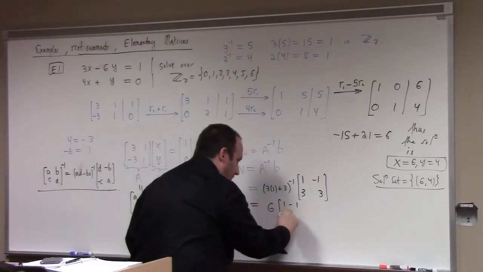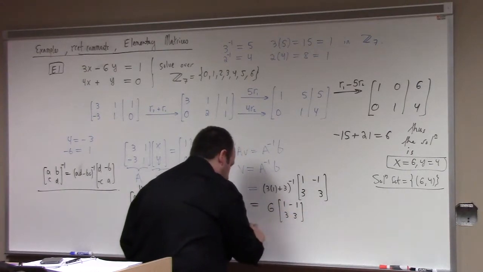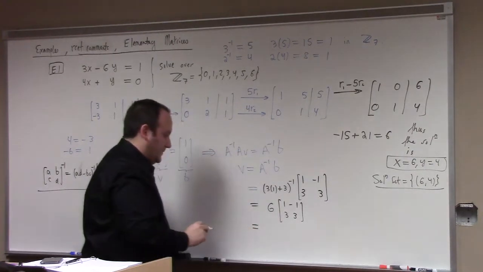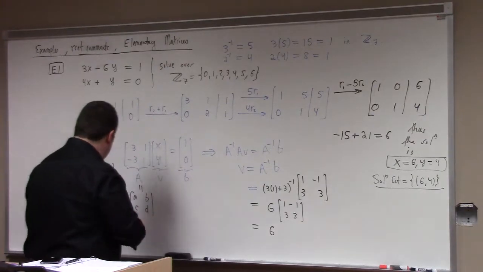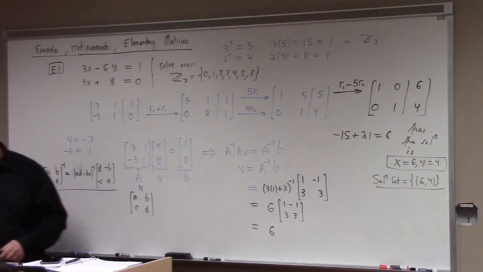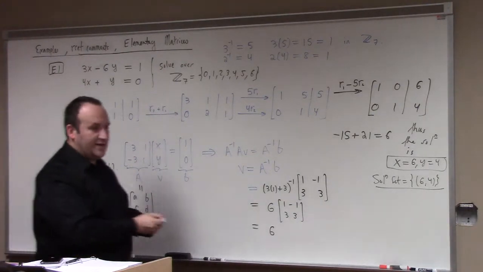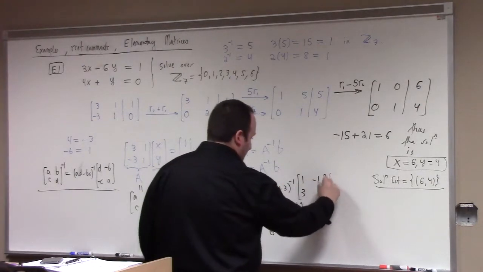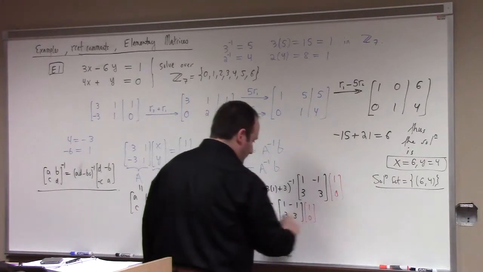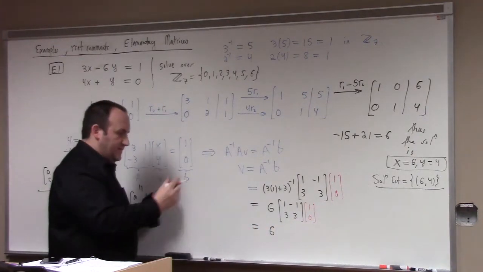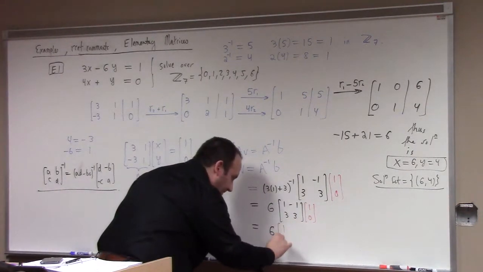1 minus 1, 3, 3. Which is going to be 6 times something. Now, there's something I'm missing, which is what? I'll add it in red. My vector, right? B, what is B? 1, 0, right? So that just gives you the first column, which is 1, 3.